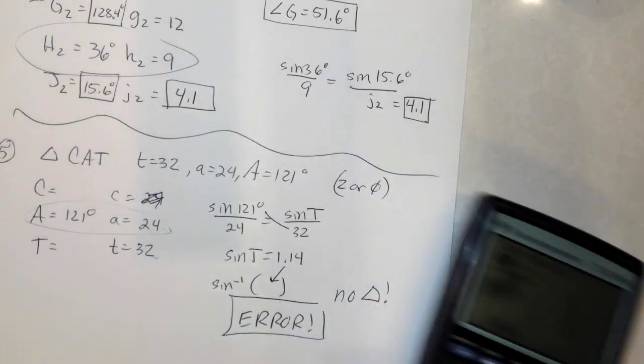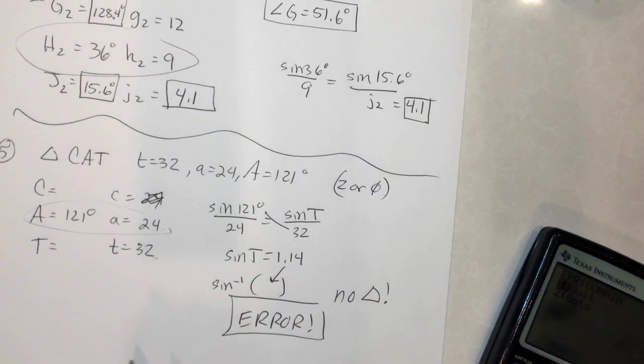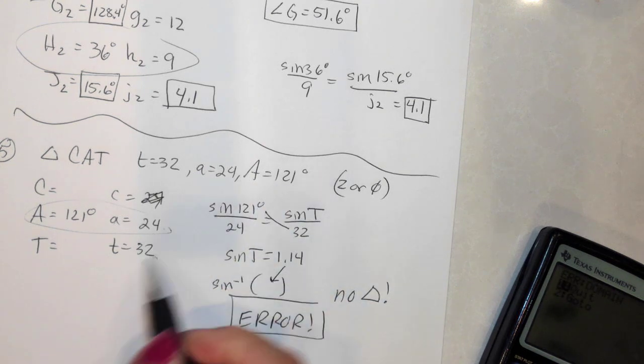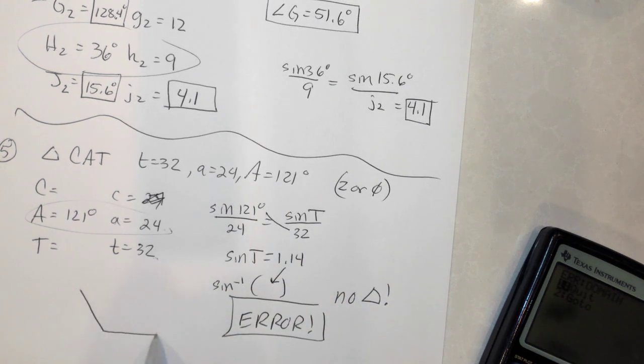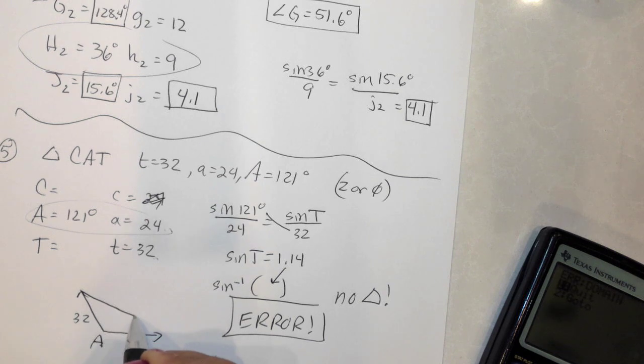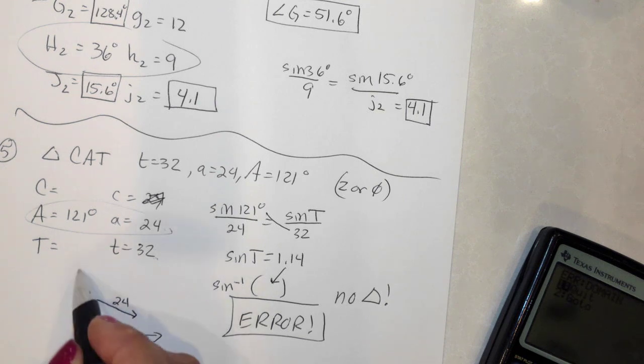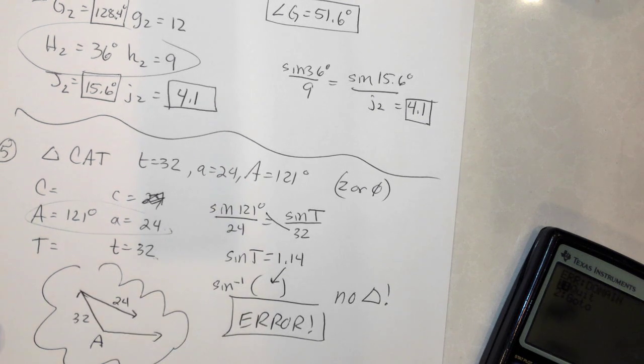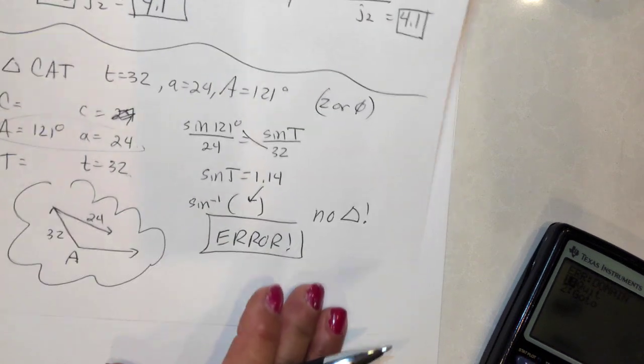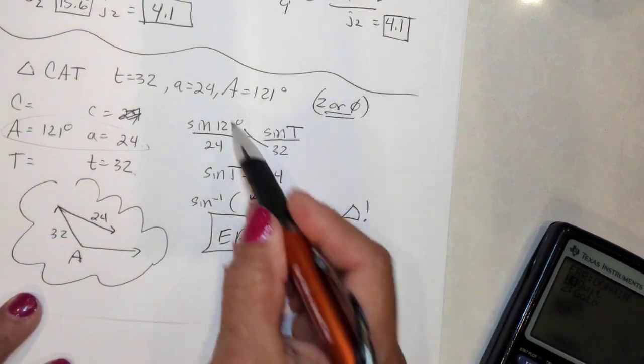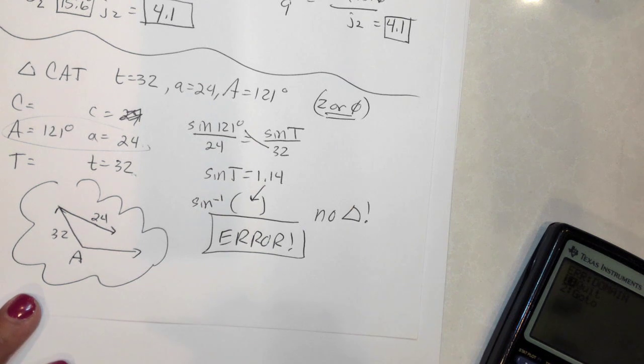And that's it. That just means we're in that situation where, if you drew this, 121 is greater than 90. So there's angle A. Side T must be this one because A has to be across from it. And so even though it's 24, that's 32, and so it's not long enough to form a triangle. You don't have to be able to draw this, but for those of you who are visual, maybe that's helpful. What you need to know is, hey, I'm in this scenario and I got an error, so this one has no triangle.